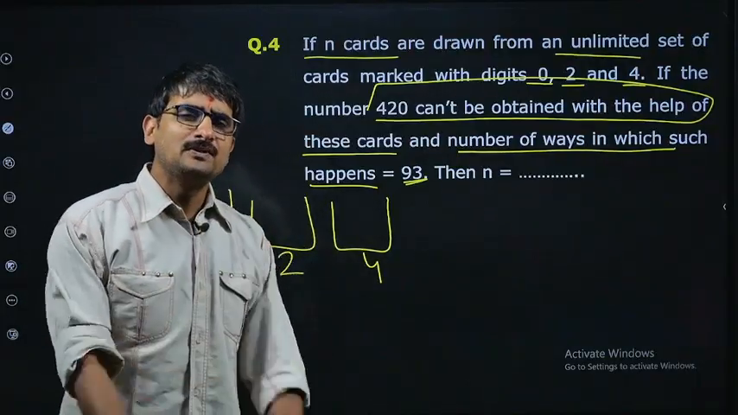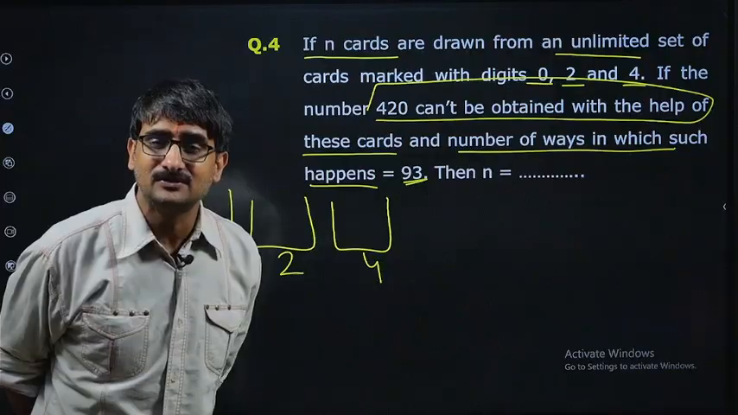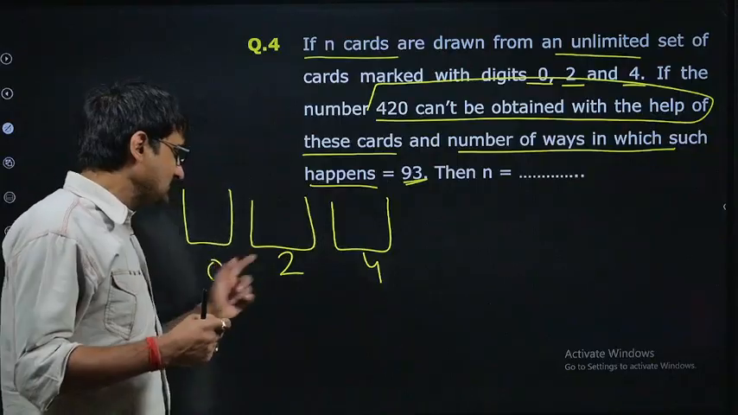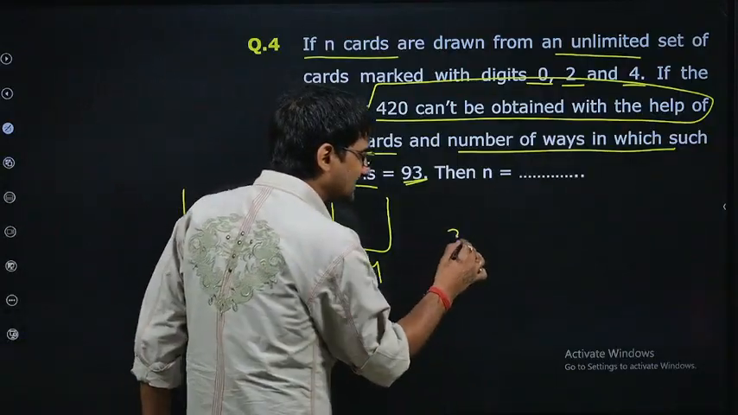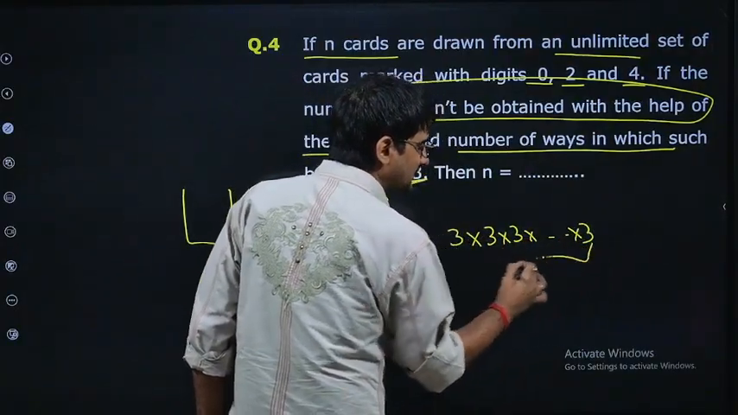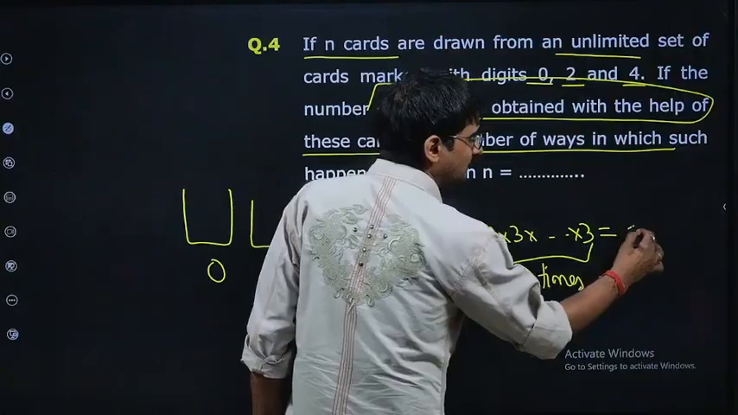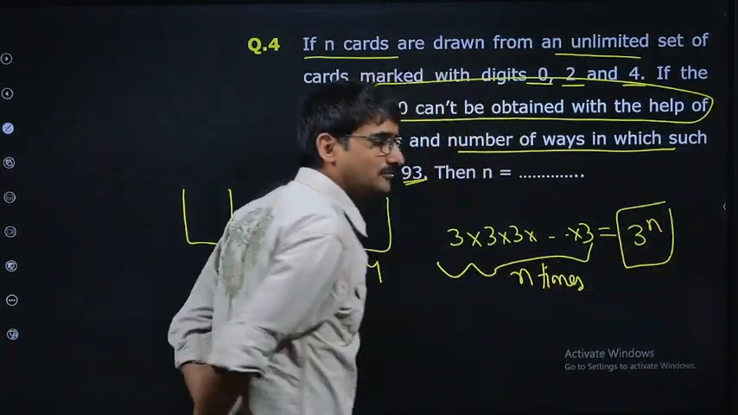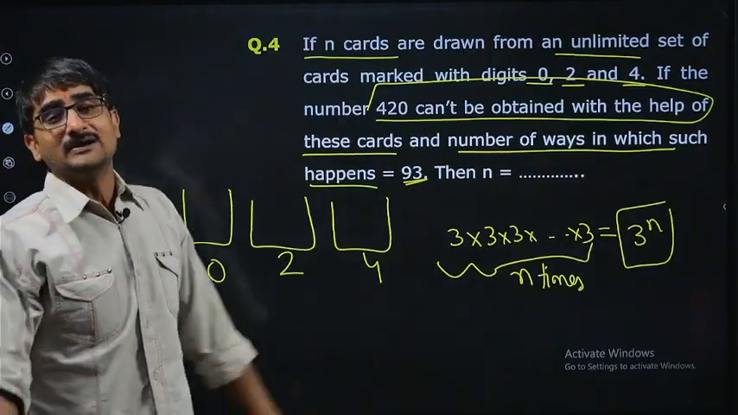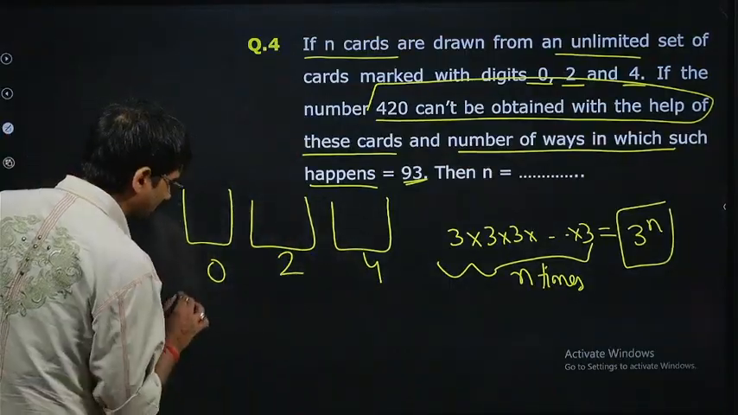So all possible ways of selecting any number of cards are how many? Of course, the first card you have to select, you have 3 choices. You can select from any one of those boxes. Second card you have to select, again you have 3 choices, and so on, n times. So the total number of ways of selecting n cards out of these 3 boxes is 3 raised to the power n.